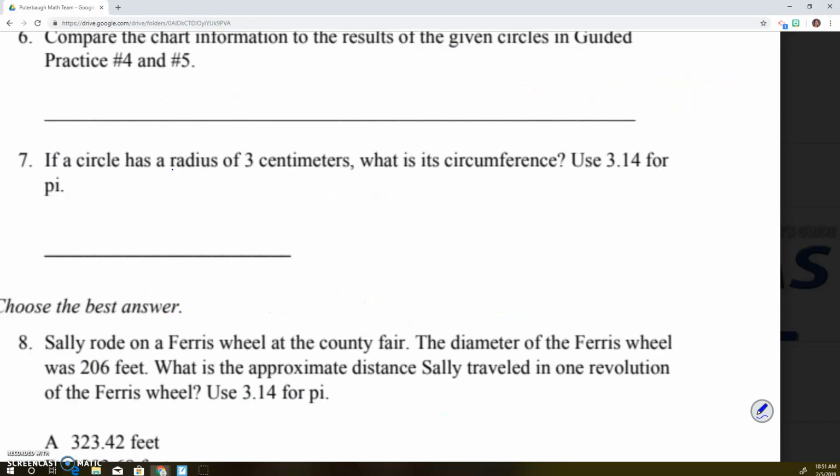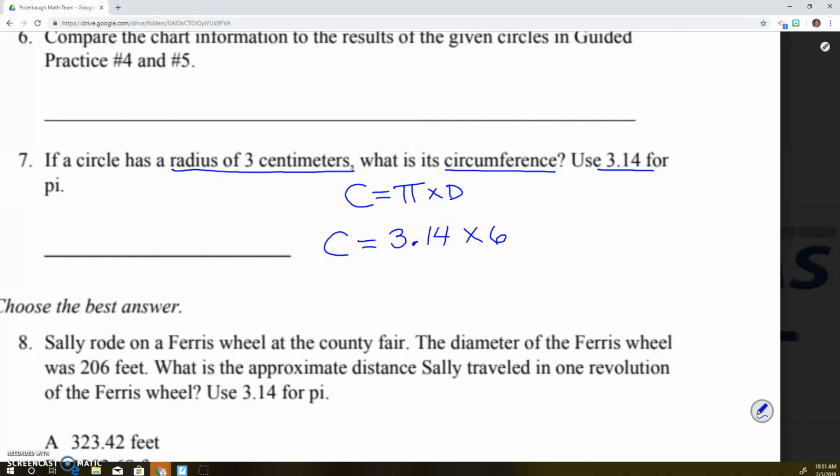Okay, this tells me my radius is 3 centimeters, and it wants to know my circumference. Circumference is pi times the diameter. It tells me to use 3.14. Circumference equals 3.14 times, it just told me my radius. How am I going to find my diameter? Times it by 2. So 3 times 2 is 6.